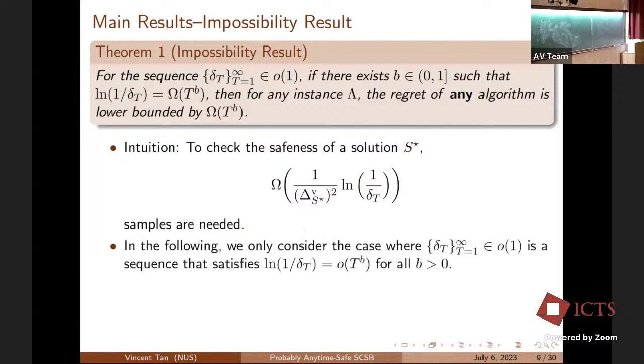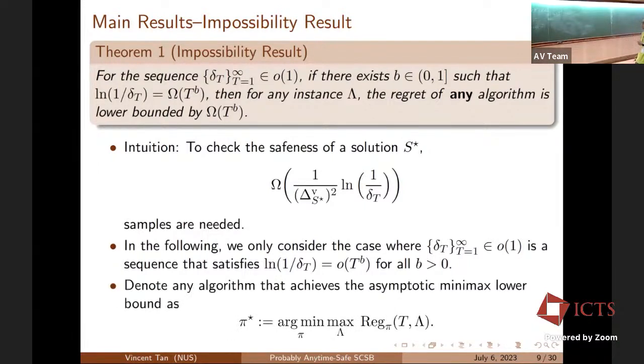So in the following, we will only consider the case in which delta_T, which is this sequence here, satisfies this constraint for all b bigger than 0. This is again very difficult to parse. So we're going to take delta_T to be roughly T to the minus lambda, polynomially decaying, with lambda bigger than 0. We cannot take delta_T to be exponential for this converse reason. So this is the regime that we'll be interested in.